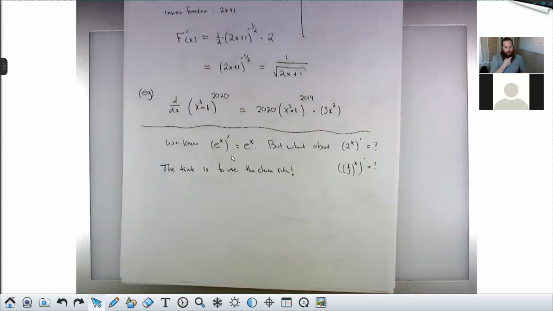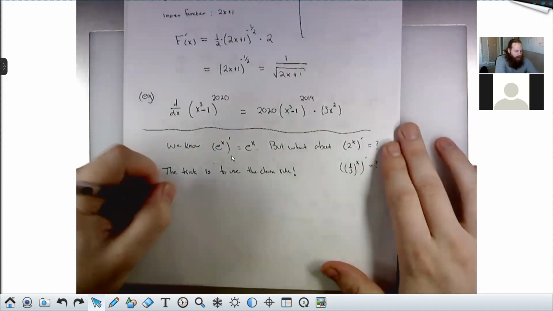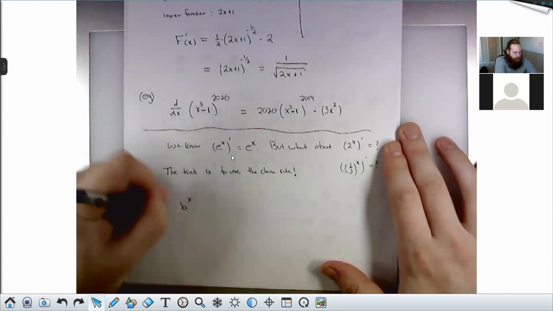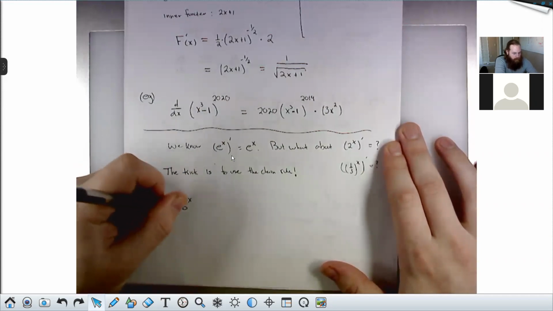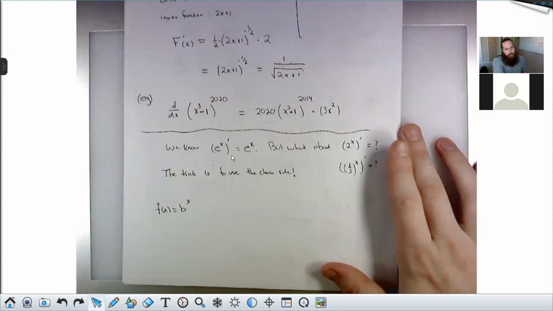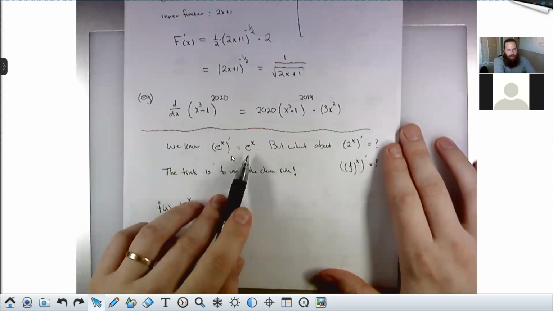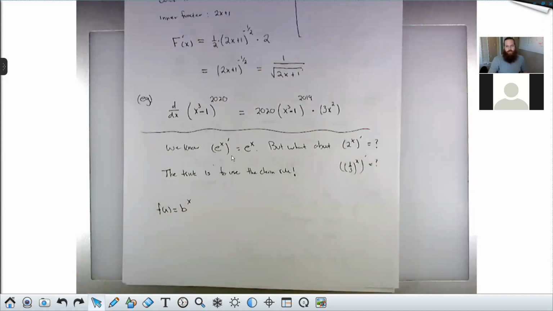So you may have seen this trick before. The first trick here is just an algebra trick. If I want to take any base exponential b to the x, I'm going to call that f of x so I have a name for it. Say f of x is b to the x. I want to write this as a base e exponential and then use the chain rule to differentiate.